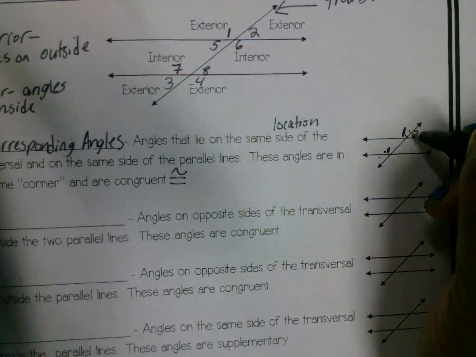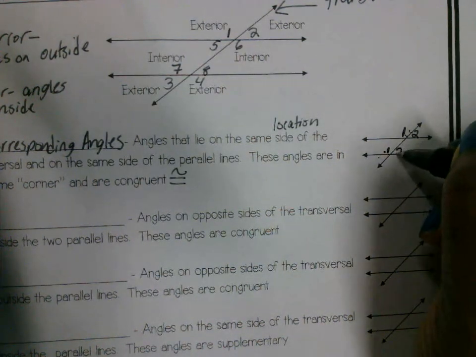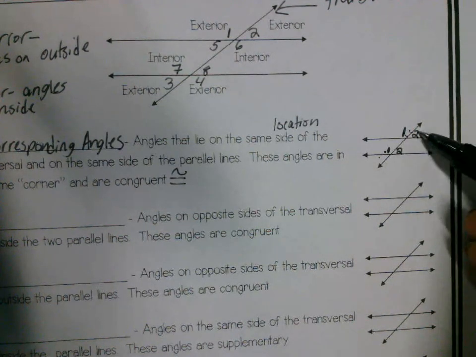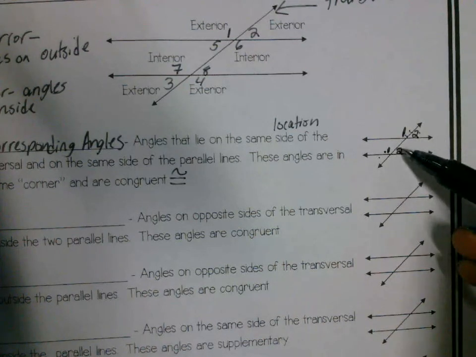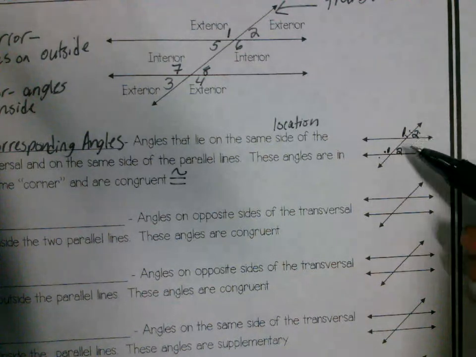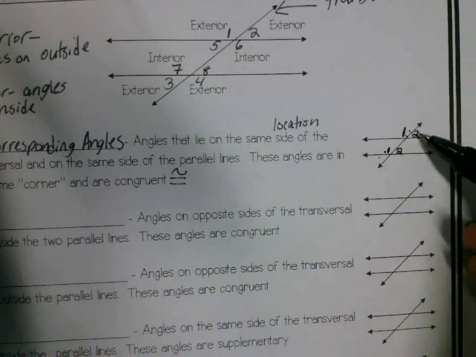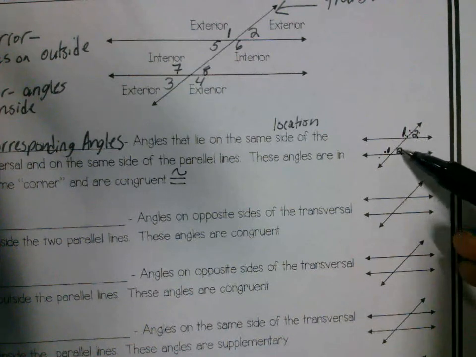This angle and this angle, they correspond. They're both in the top right corner, same location. That means if this is 50 degrees, this one is 50 degrees. If this was 80, this would be 80. If this was 70, this would be 70. They're in the same position. They're corresponding angles, which means they are congruent.